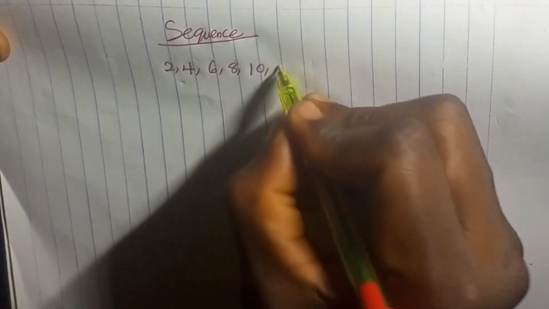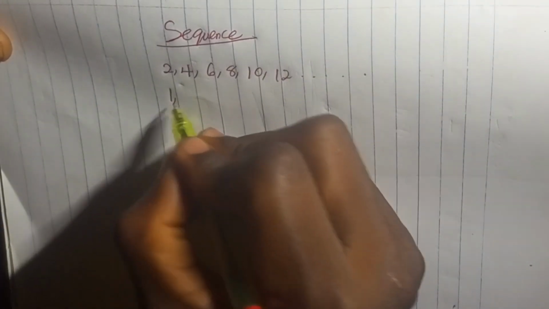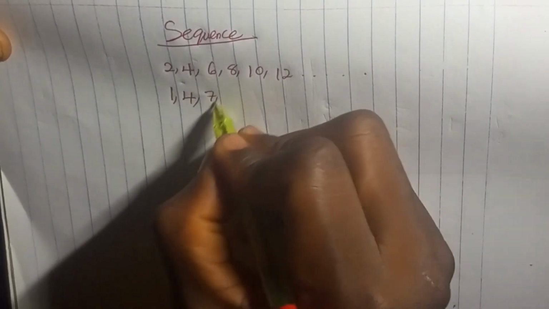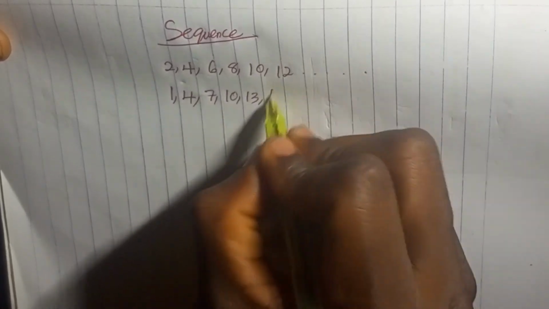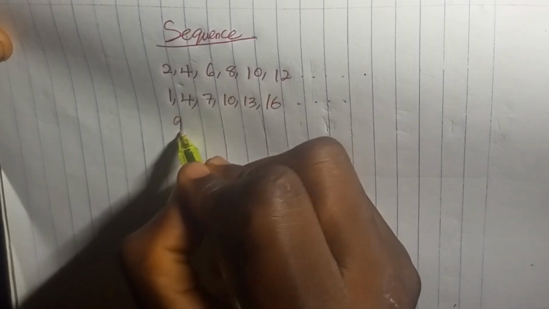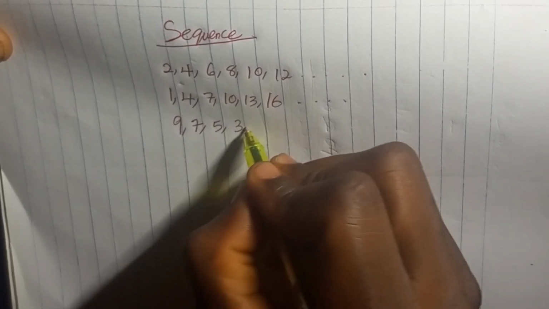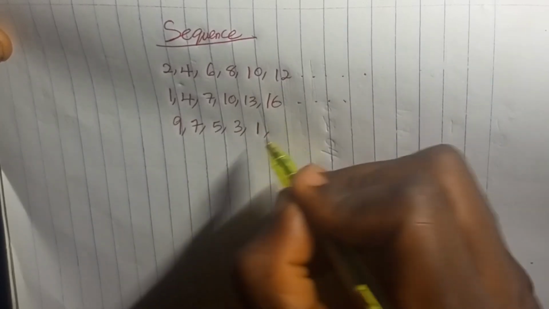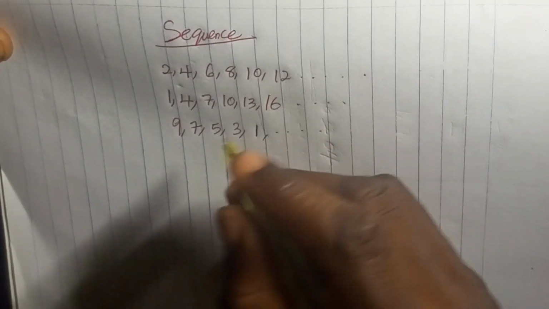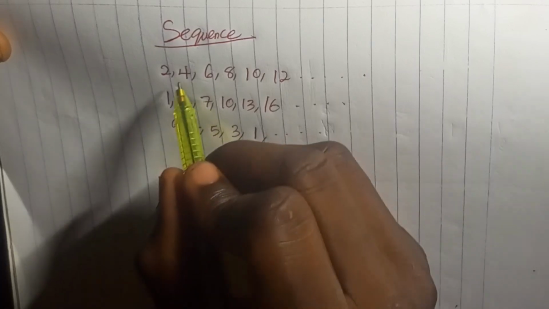For instance, look at these numbers. If I write 2, 4, 6, 8, 10, 12, and so on. Watch this one. If I write 1, 4, 7, 10, 13, 16, it keeps going, right? If I write something like 9, 7, 5, 3, 1, it keeps going, right? Very good. Now, take a look at this. What can you see here?